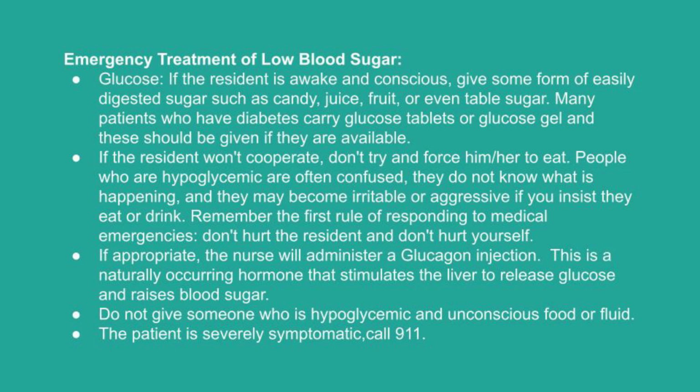People who are hypoglycemic are often confused and they don't know what's happening, and they become irritable or aggressive if you insist they eat or drink. Remember, the first rule of responding to medical emergencies: don't hurt the resident and don't hurt yourself. If appropriate, the nurse will administer a glucagon injection. This is a naturally occurring hormone that stimulates the liver to release glucose and raises the blood sugar. Do not give someone who is hypoglycemic and unconscious food or fluid. And if the patient, of course, is severely symptomatic, you're going to need to call 911.